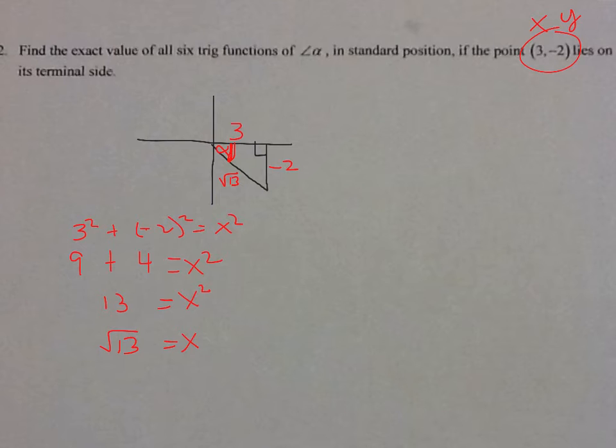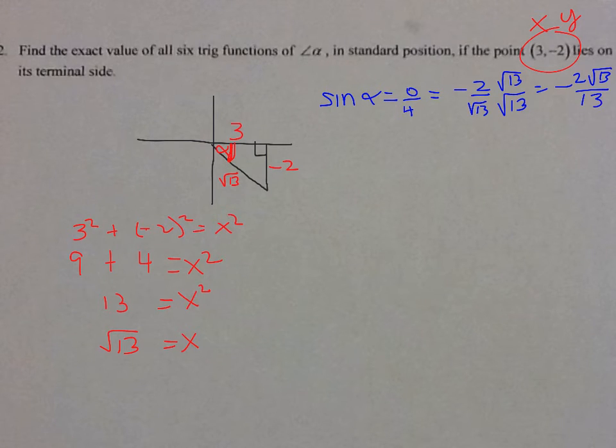All right, so now let's find all 6 trig values. So let's start with sine. Sine of alpha. Sine is opposite over the hypotenuse. So opposite alpha would be negative 2 over the hypotenuse, which is the square root of 13. We would want to rationalize the denominator, so we multiply the numerator and the denominator by the square root of 13. So we have negative 2 the square root of 13 over 13.